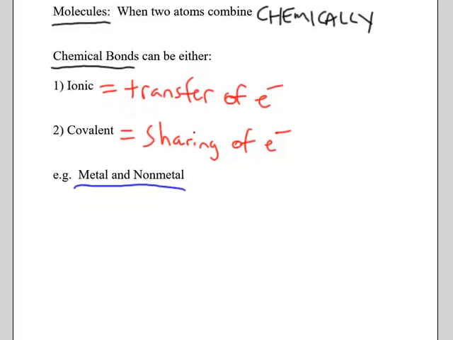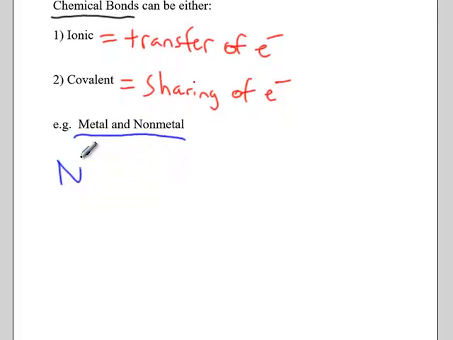So, for example, if we had a metal sodium and a nonmetal chlorine, metals and nonmetals react together by transferring electrons, so this will be ionic bonding. We know that the sodium is in group 1, and that means it has one valence electron. The chlorine, group 17, last digit is 7, that means it has 7 valence electrons.